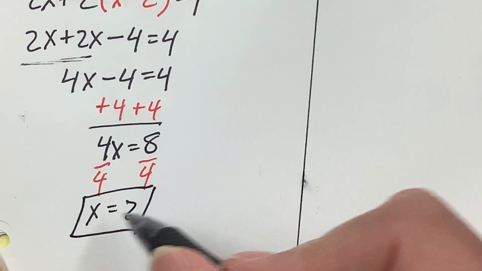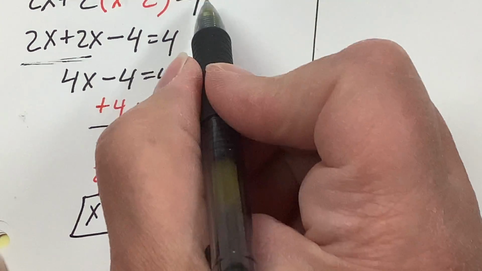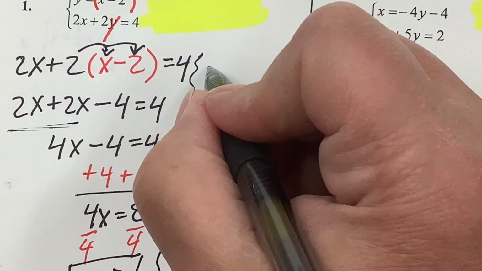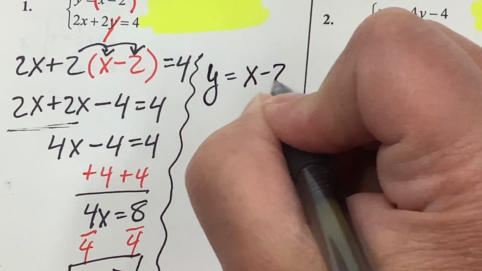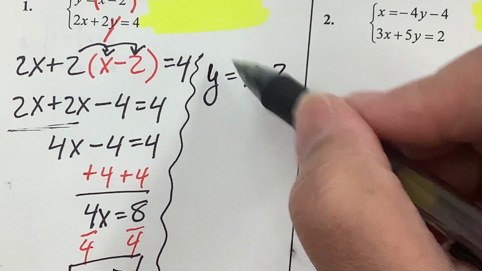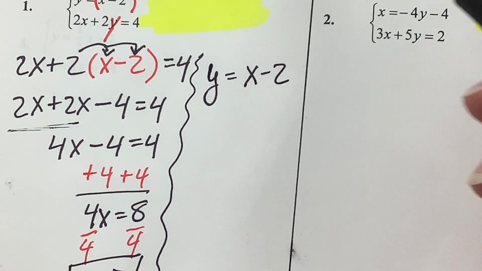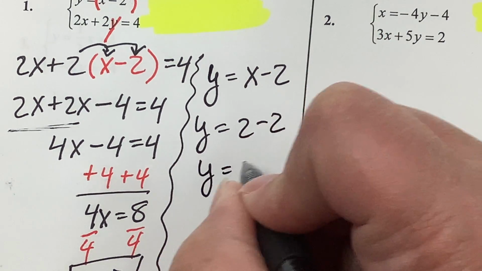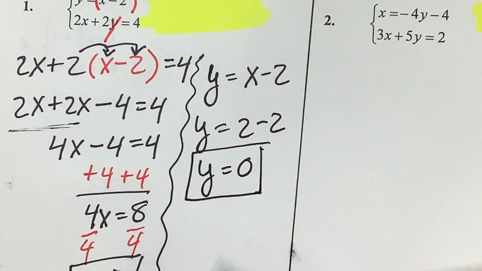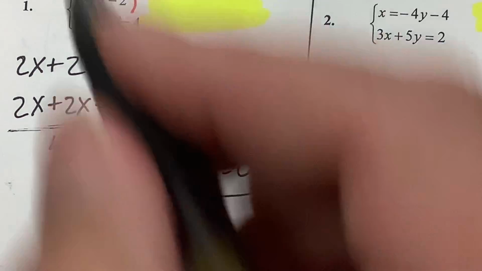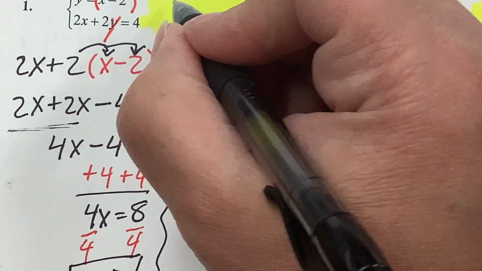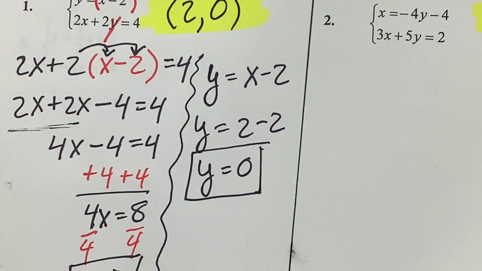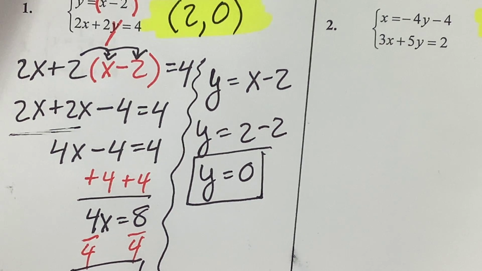So now I have to use x equals 2 in one of those equations to find y. Well, I know I want to pick the easier equation, which is y equals x minus 2. Why? Because the y is alone and the x doesn't have a coefficient. That's a given. So y equals 2 minus 2, y equals 0. Okay, so I have x is 2 and y is 0. That's pretty easy, right? And make sure you go back and put your numbers together in parentheses.